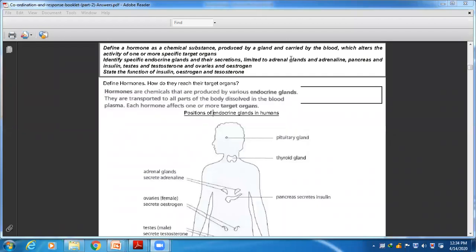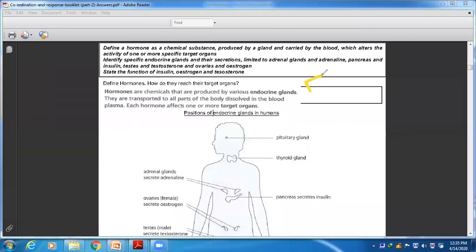Okay, so hormones are chemicals that are produced by various endocrine glands and that are transported to all parts of the body, dissolved in blood plasma. Each hormone affects one or more target organs. First thing is, what is a hormone? So this is like a special chemical. It is secreted by an endocrine gland.